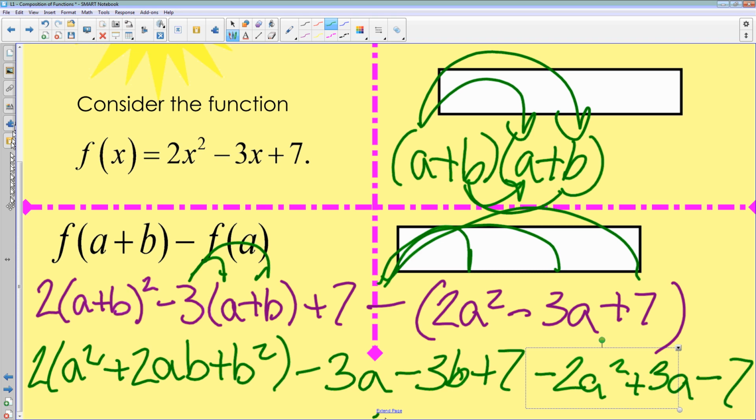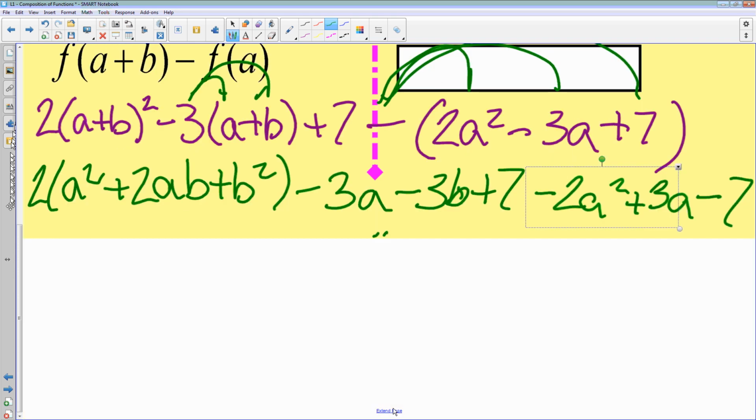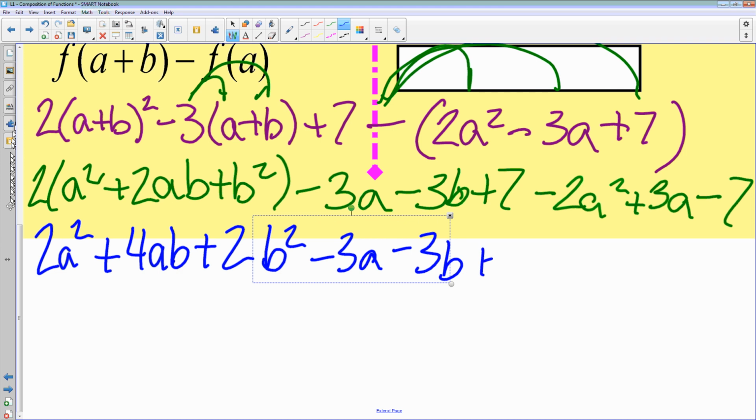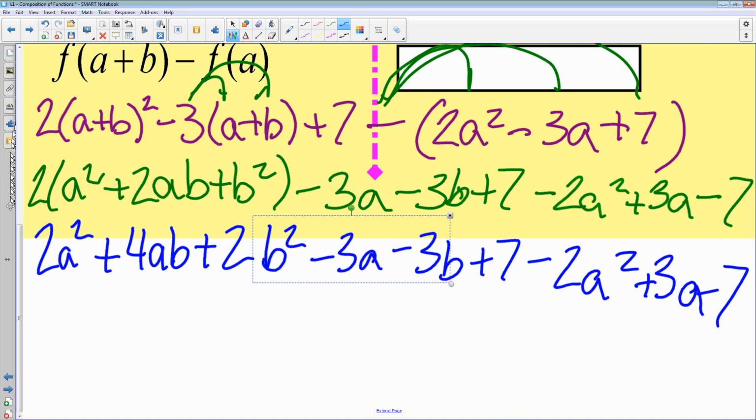But before I do that, hang tight. There we go. Sorry, I'm trying to erase some stuff so it's a little bit cleaner. All right, so here we go. So I'm going to have 2a squared plus 4ab plus 2b squared minus 3a minus 3b plus 7 minus 2a squared plus 3a minus 7. So that's where I'm at now.